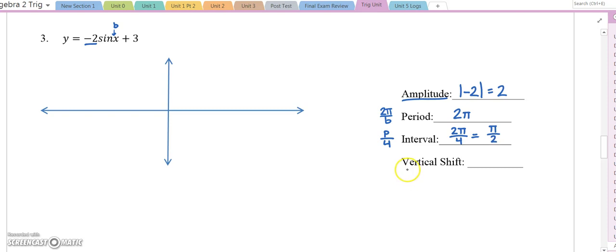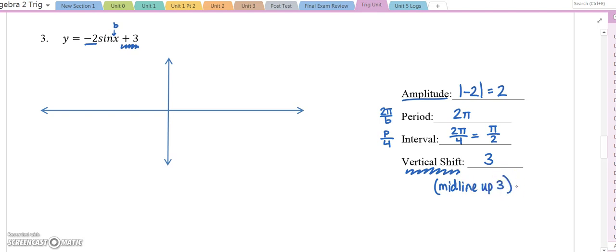And lastly, my vertical shift. The vertical shift is the number you're adding on the end, and this time I do have a number, it's going to be 3. When your vertical shift changes, where there's actually a number there, so it's not just 0, think of that as a shift up and down of the midline. So the midline is going up 3.